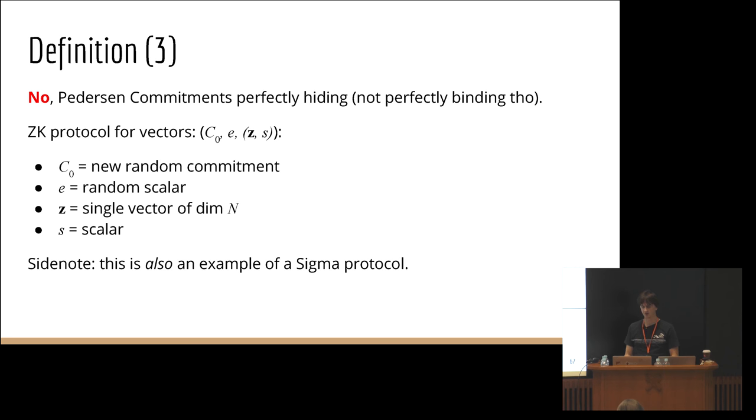So we have a zero knowledge protocol for vectors, which starts with a C0. And this is just a random vector. A commitment to a random vector, sorry. And then we have, as normal, the random E, and then we have two things from the prover, a vector and another scalar. As you can see, prover sends Z0, verifier sends E, prover sends Z and S, so it's a sigma protocol example. You can Google that if you want.